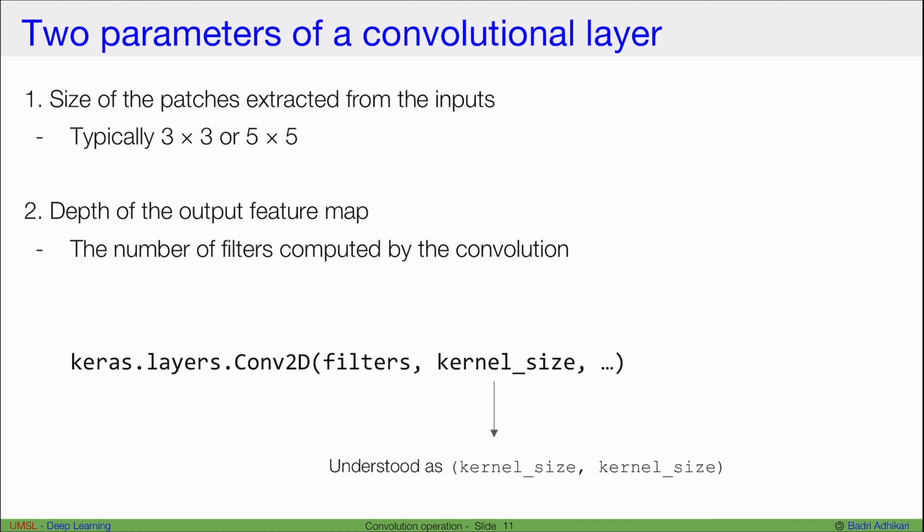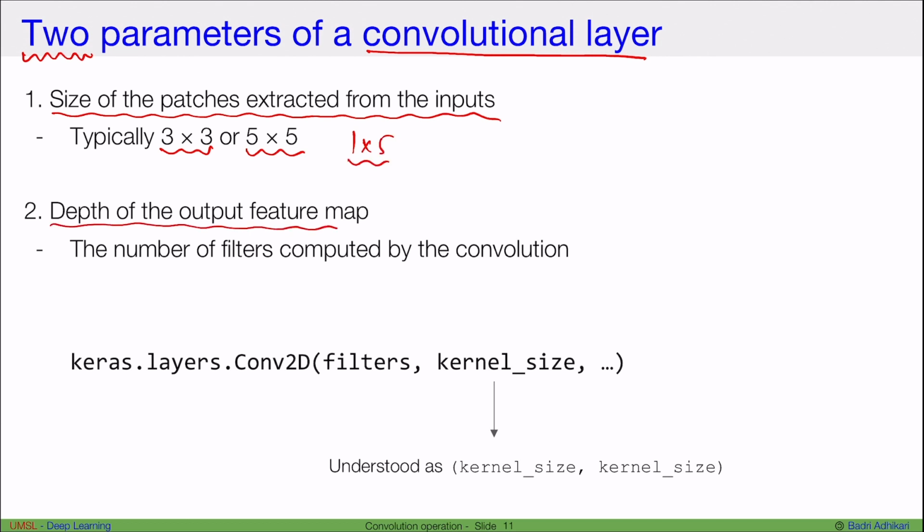In a convolutional neural network, each convolutional layer has two parameters. The first parameter is the size of the patches extracted from the input. That is, what size filter do we want? Do we want 3 by 3, 5 by 5, 1 by 5, etc. Next parameter is the depth of the output feature map, which is basically how many filters, or how many convolutional neurons, do we want in that layer.